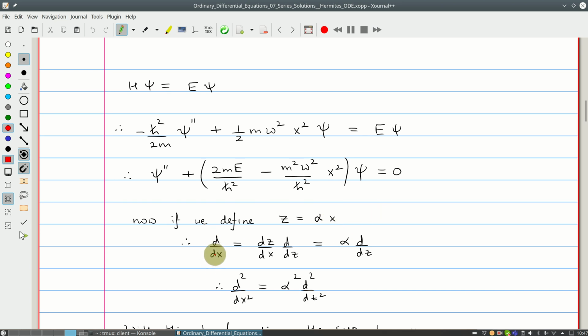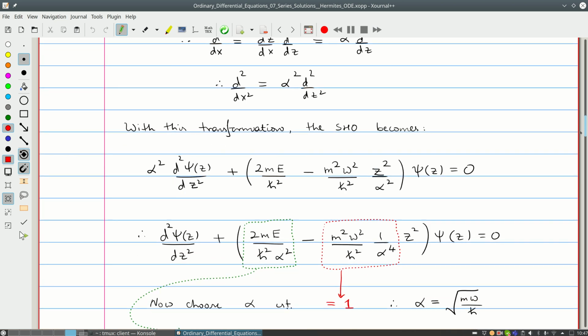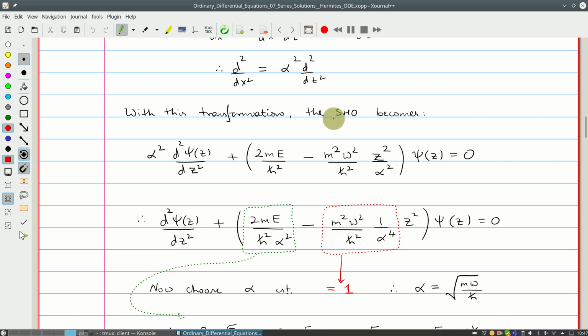So we change variables. d by dx is equal to dz by dx, d by dz. But dz by dx is simply alpha. That's equal to alpha d by dz. D squared by dx squared, you do it the same way, you will get alpha squared d squared by dz squared. So now we can change variables everywhere. So psi here is a function of x. We're now going to write it as a function of z. And the second derivative with respect to x will be written in terms of something with respect to z. So with that transformation, the quantum harmonic oscillator is not the simple harmonic oscillator.